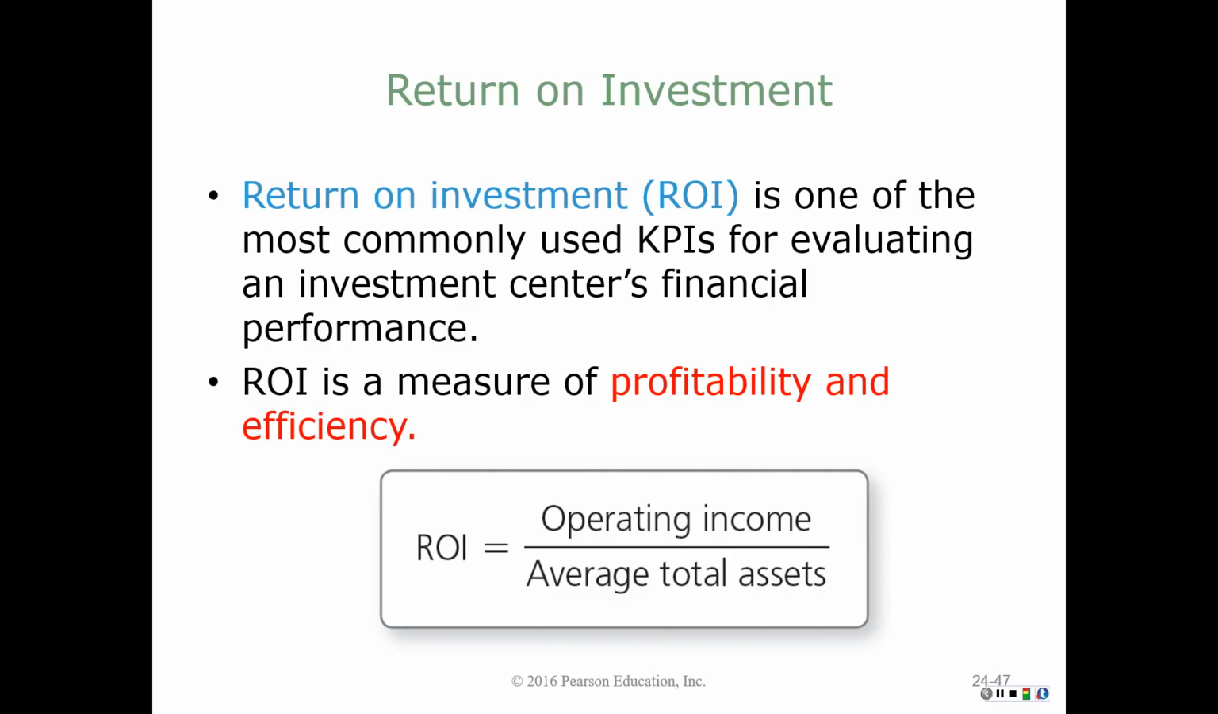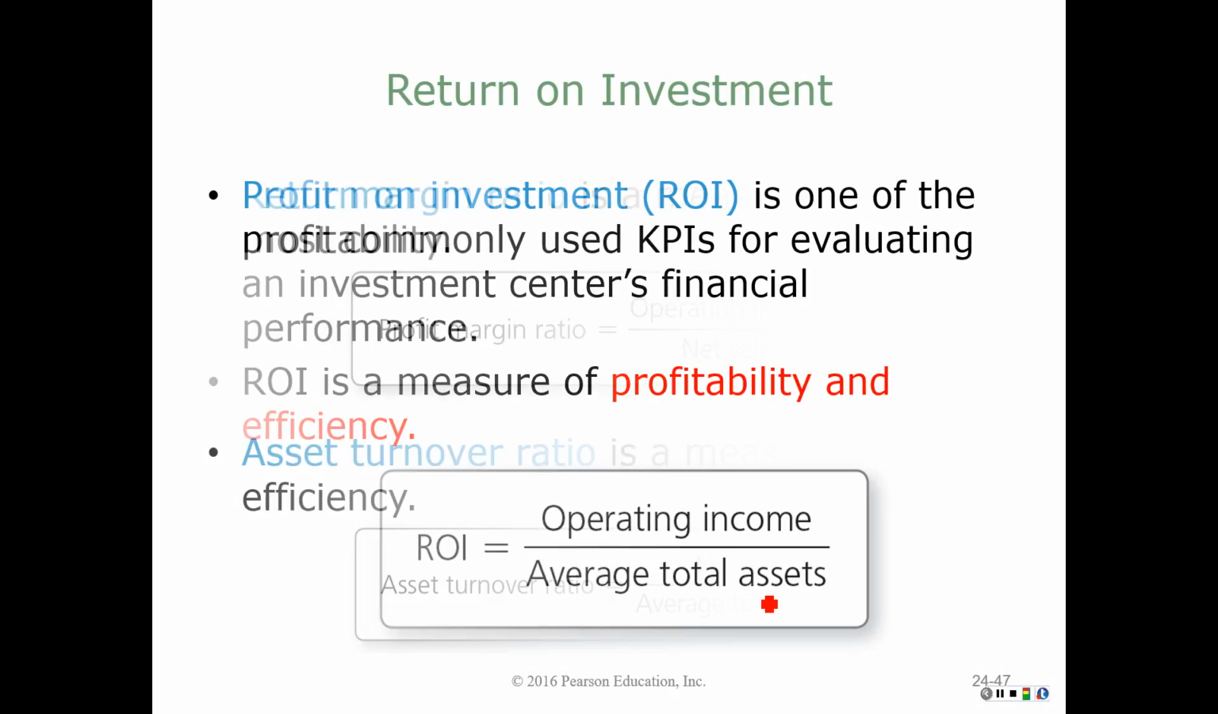Once again, think of return on investment as a measure of two different things: profitability and efficiency. So you can see, let me grab my pen here. You can see that we're going to be looking at two things. First, operating income, and then average total assets. How well are we using these assets to generate operating income?